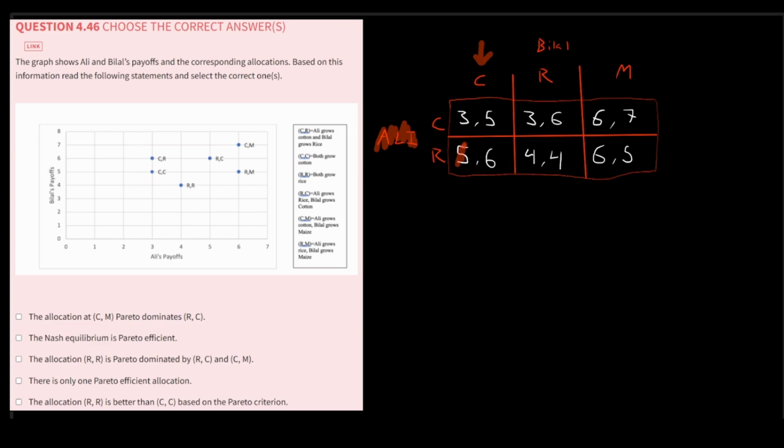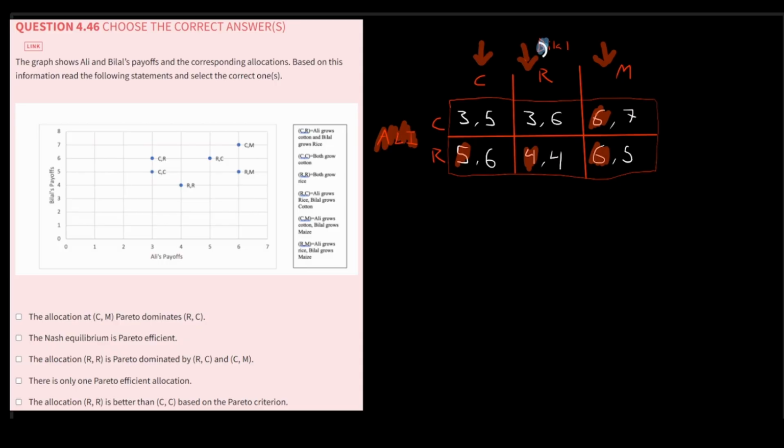3 or 5? I'm going to go with 5. If Bilal fixes to go with rice, what's Ali's best response? 3 or 4? I'm going to go with 4. If Bilal goes and grows maize, that is corn, what is Ali's best response? Ali's indifferent. They both give us the same payoff of 6. So in this case here, Ali is always picking rice, except when we have maize, in which case Ali doesn't care. We'll go and switch to corn.